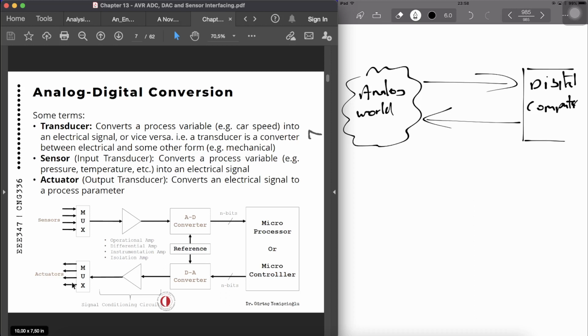And a sensor is actually an input transducer. We generally call it a sensor when we do measurements. So it converts the process variable into an electrical signal as an input device. And actuators are the opposite of that. They convert an electrical signal to a process parameter. Okay, so these are some of the terms that we need to know and understand before we dive into analog to digital and digital to analog conversions.